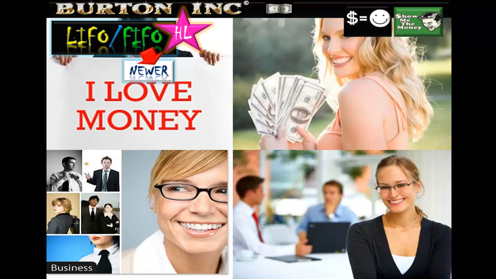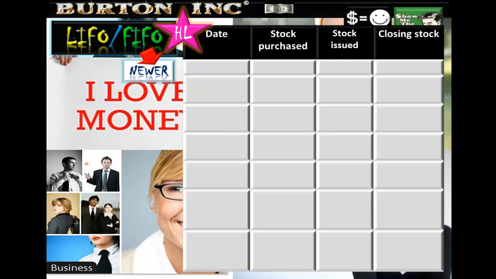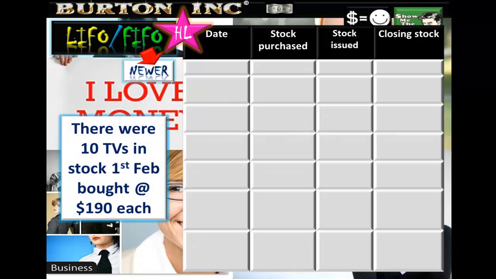FIFO, we want to be getting rid of our old stock, leaving ourselves with our newer stock as much as possible. The information will be exactly the same. The dates purchased, the stock issued. The only thing that's going to be different is the closing stock. Which stock are we going to issue this time?